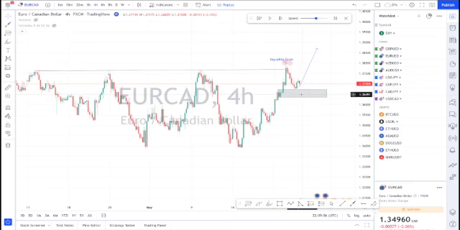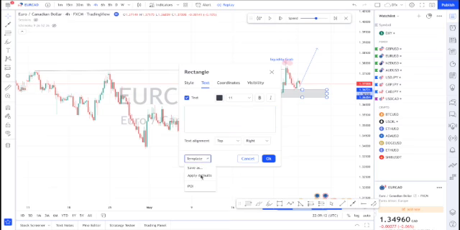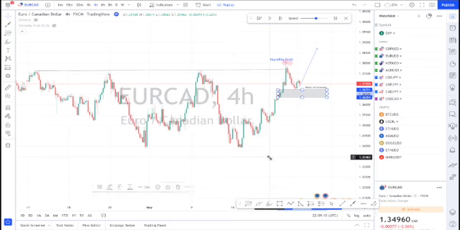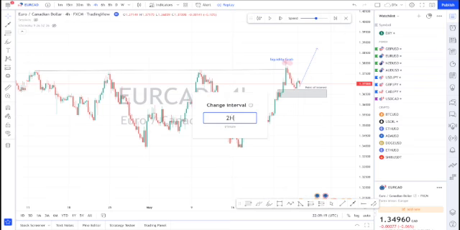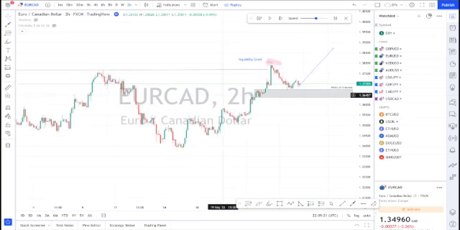But what I do with this strategy is just draw a box as my POI, point of interest. This is my point of interest. Something like this, I wouldn't trade yet. I'll go to a 2 hour time frame, look at what is happening. Let's go to 1 hour.